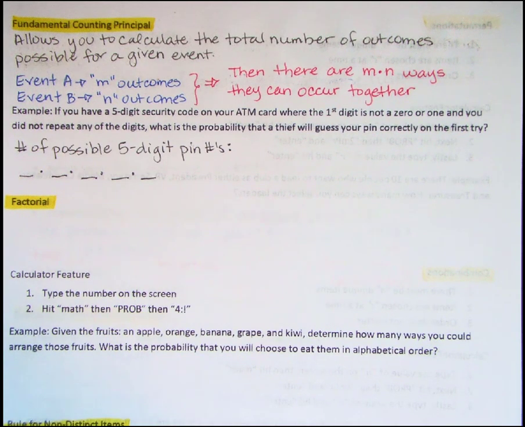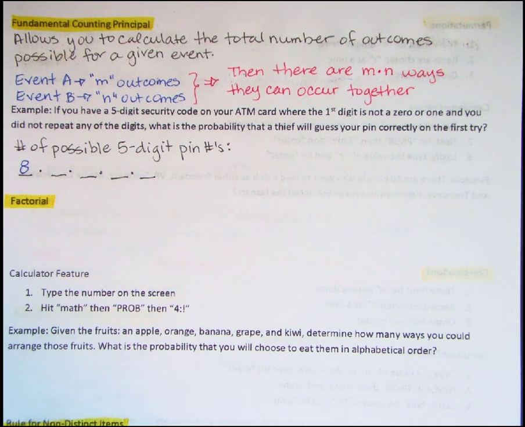So the first thing we need to do is to figure out the number of possible 5-digit PIN numbers for this specific scenario, and each of the individual digits is going to be its own event. So if we consider the first digit can't be a 0 or a 1, and there are 10 individual numbers between 0 and 9, then that leaves us 8 possibilities that we can choose from for our first PIN number.